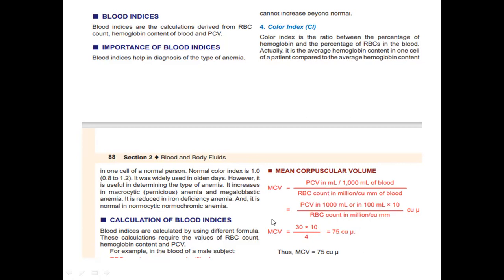Now we're going to compare this value, this 75, to the normal mean corpuscular volume to tell us if this is low or if it is higher than the normal amount. Okay, so remember our answer is 75.